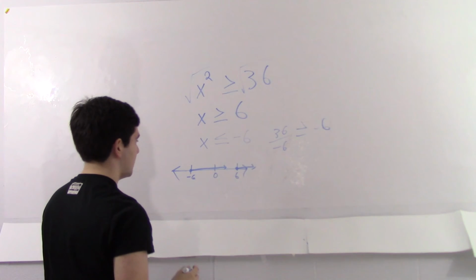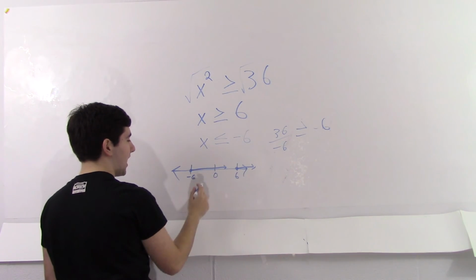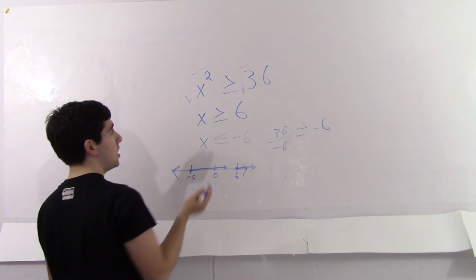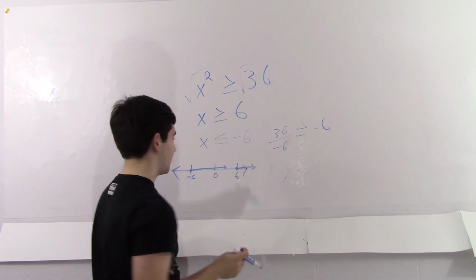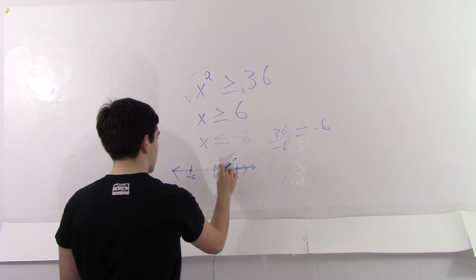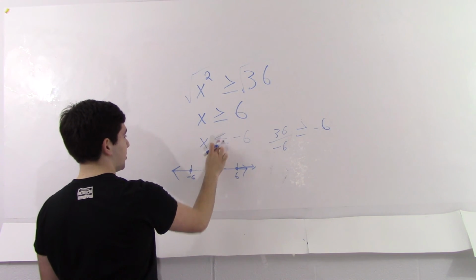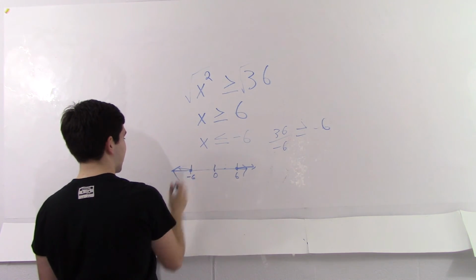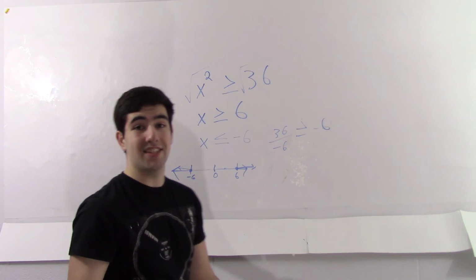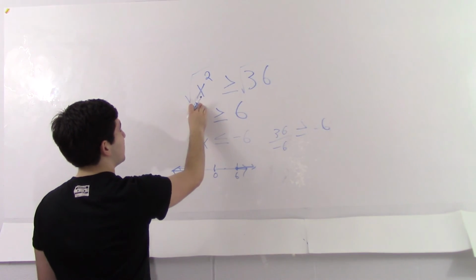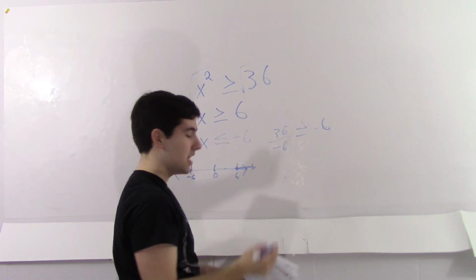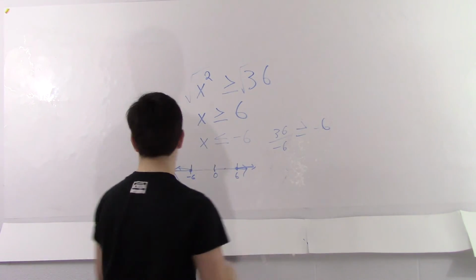Okay. But if we plugged in any of these values, let's say 0, 0 times 0 is 0, which is not greater than or equal to 36. That is why, again, we have to switch the sign and make it less than -6, because when you plug in a number smaller than -6, such as -9, -9 times -9 makes positive 81, which is greater than 36. Therefore, it's the same rule.